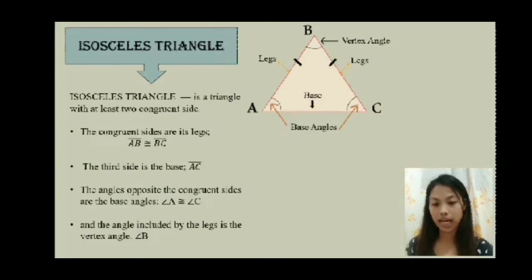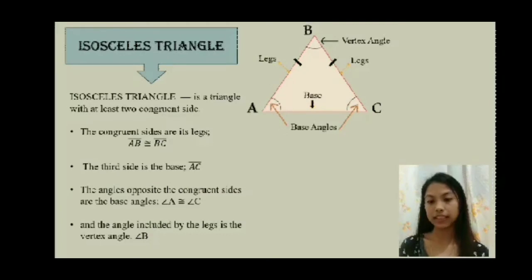So, an isosceles triangle is a triangle with at least 2 congruent sides. So equiangular and equilateral may be considered as an isosceles triangle based on the definition with at least 2 congruent sides. So let us consider the illustration above. The triangle ABC is an isosceles triangle and it has 2 congruent parts, which are side AB and side BC.